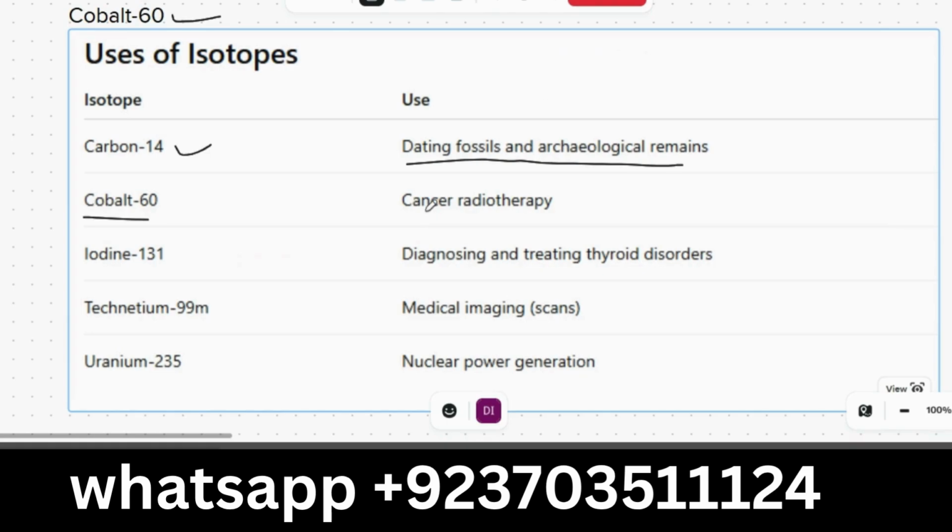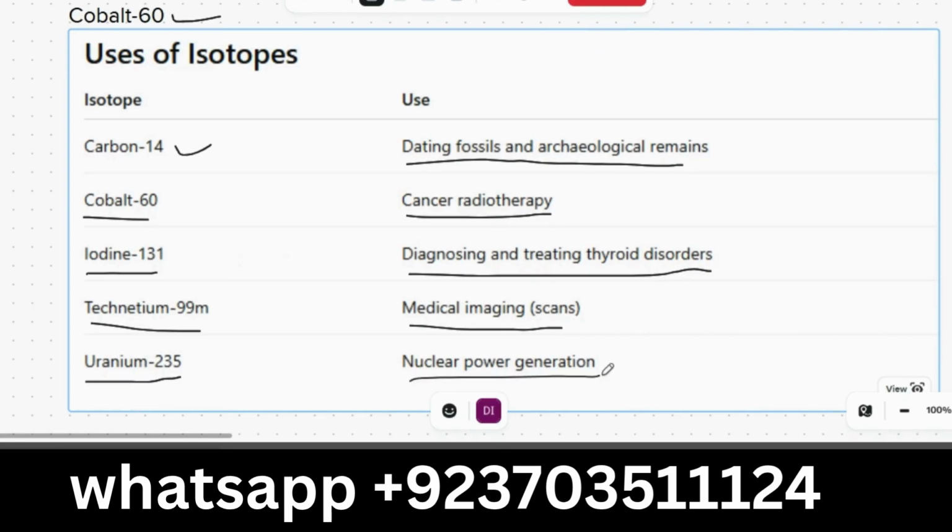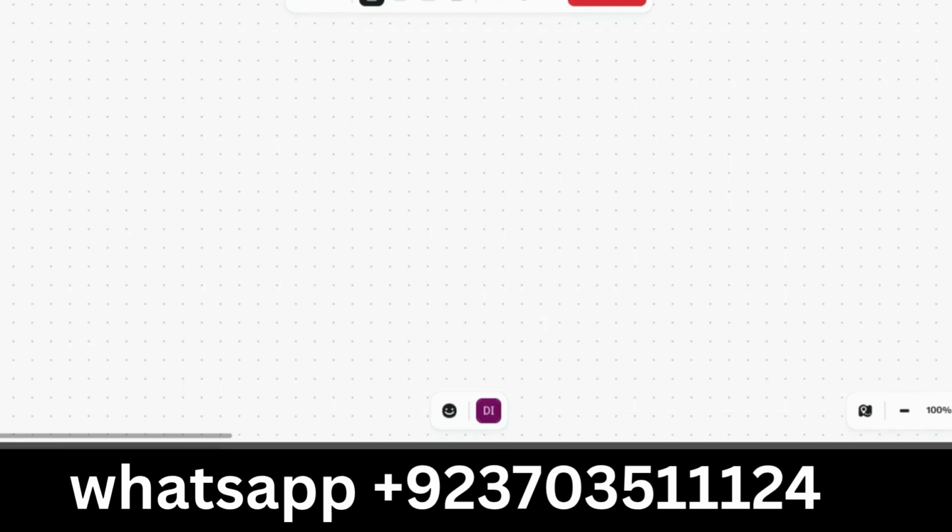Cobalt 60 is used for cancer radiotherapy. Iodine 131 is used for diagnosing and treating thyroid disorders. Technetium 99 is used for medical imaging scans. And uranium 235 is used for nuclear power generation. That's all about it.